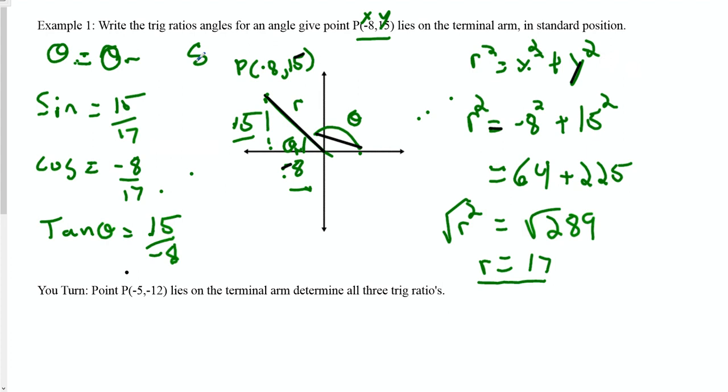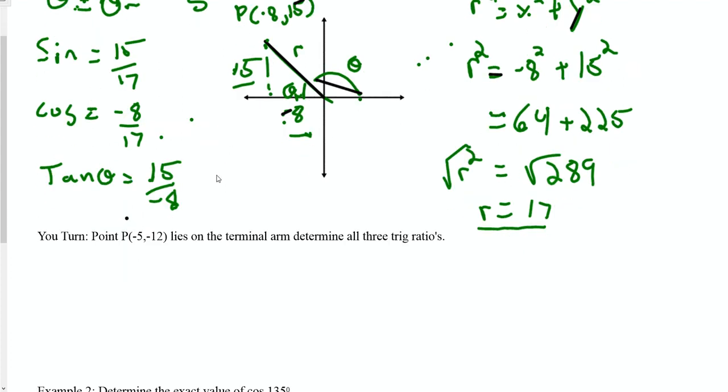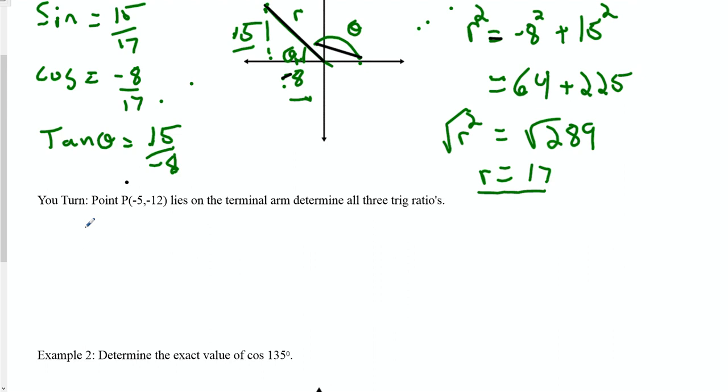Okay, now, I would like you guys to pause the video and try your turn here. I'm giving you the point at -5 and -12. It's on the terminal arm, so I would like you guys to figure out all 3 trig ratios for this one. I'll put the answer up here in a minute, but give it a go yourself.